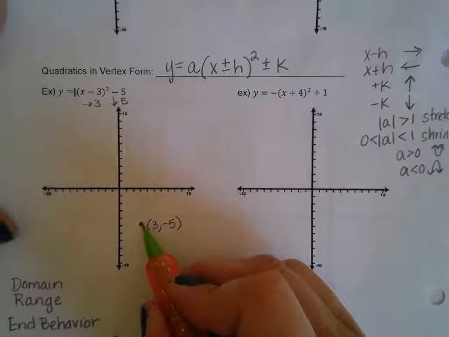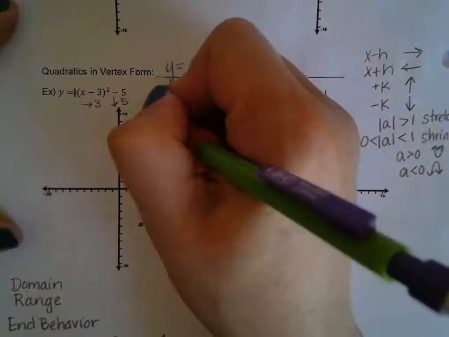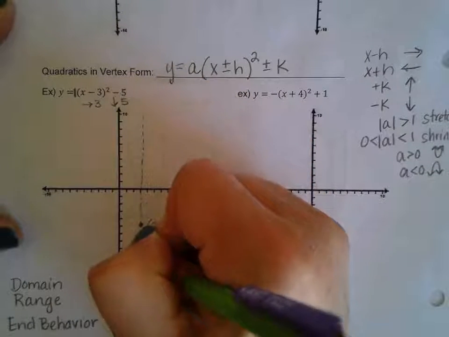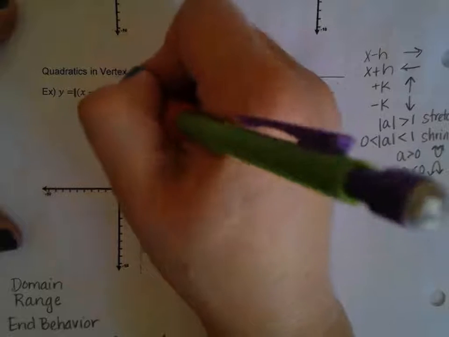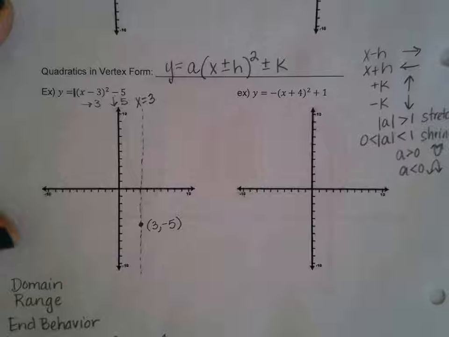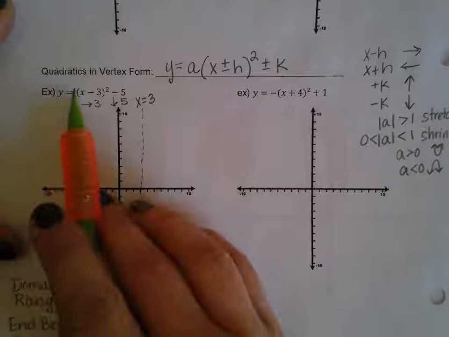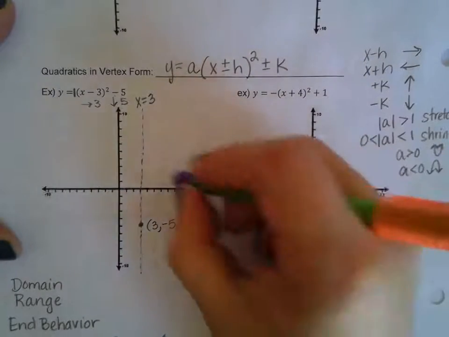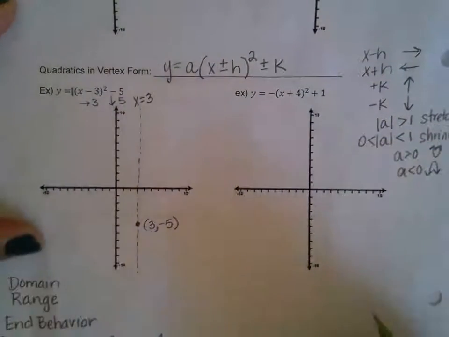Well, if my vertex is (3, negative 5), then my axis of symmetry has to go through the middle of my parabola. So that's going to be a vertical line, x equals 3. So it's a whole lot easier. You don't have to do any formulas. If you remember those rules, this can be even easier to graph than standard form. So the last thing that we need to do is a table of x's and y's. And this positive 1 here tells me that it's going to be a face-up graph. We just don't know how wide it's going to be. So a table of x's and y's will help us out with that.